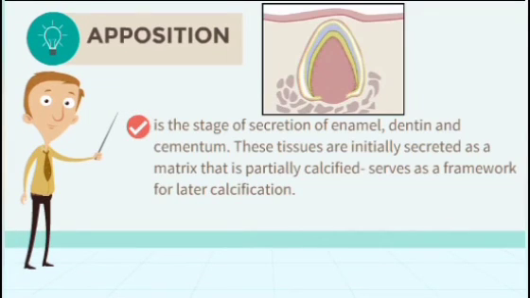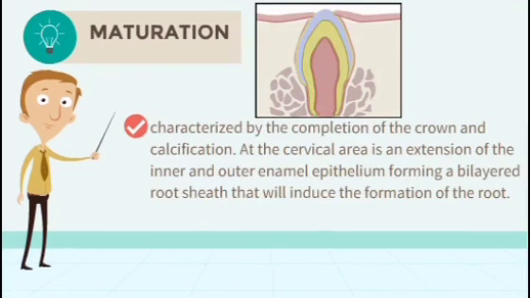Apposition is the stage of secretion of enamel, dentin, and cementum. These tissues are initially secreted as a matrix that is partially calcified and serves as a framework for later calcification. Maturation is characterized by the completion of the crown and calcification. At the cervical area is an extension of the inner and outer enamel epithelium, forming a bilayered root sheath that will induce the formation of the root.